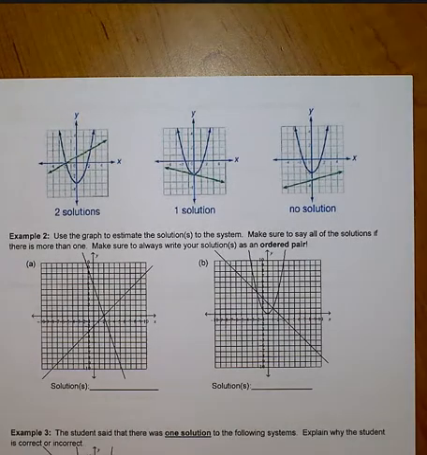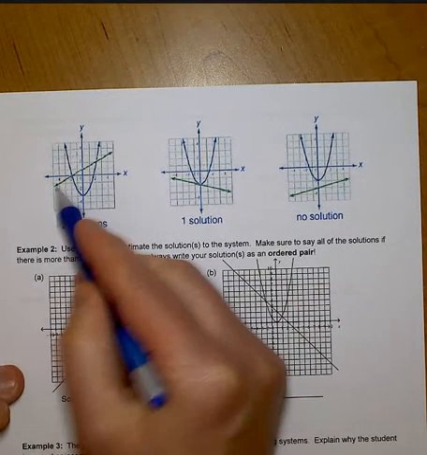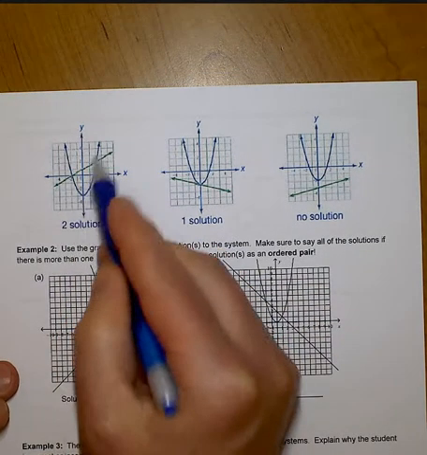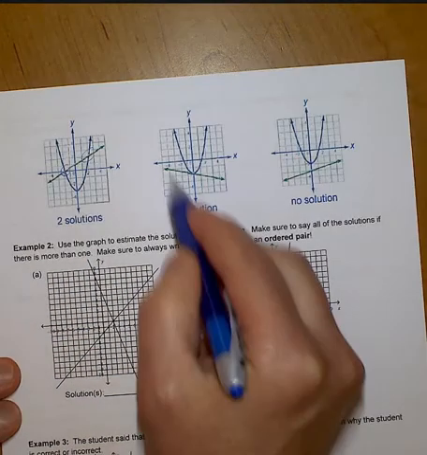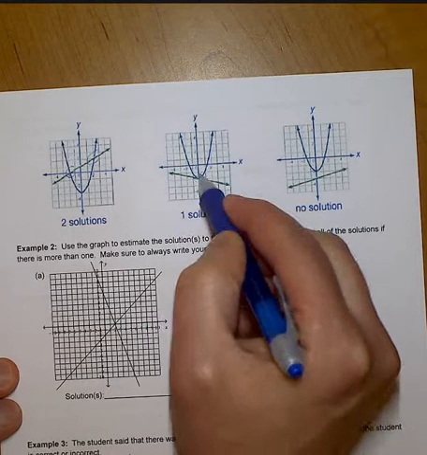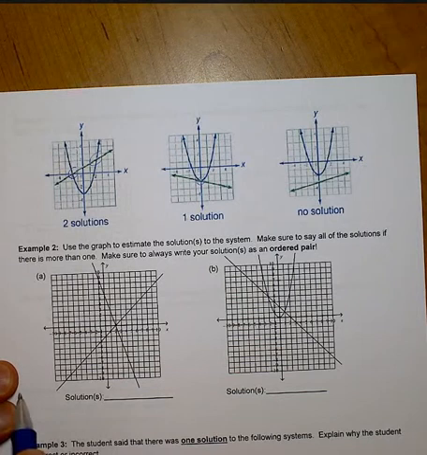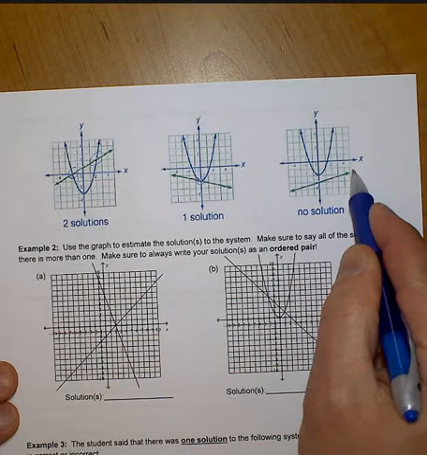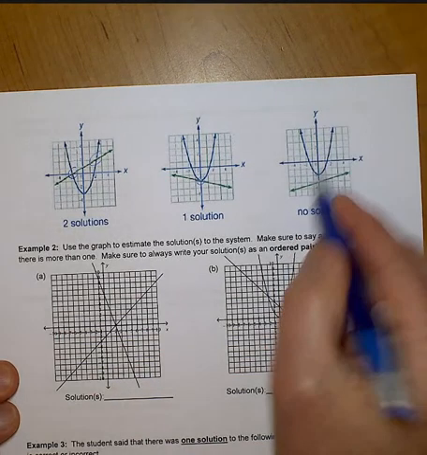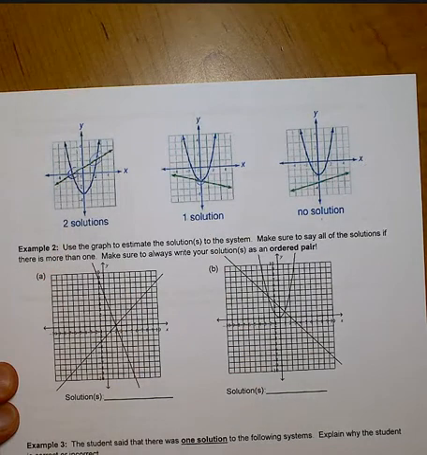up top here, we have this system with two solutions. I've got a line, and it crosses a parabola. Two solutions. I have a line and a parabola, and it just crosses at the vertex. So it touches, one solution. A parabola and a line that never touches. This keeps going this way, this goes way up, it'll never touch, no solutions. So where it intersects, that's a solution. We could get that ordered pair, and that's a solution to that system.